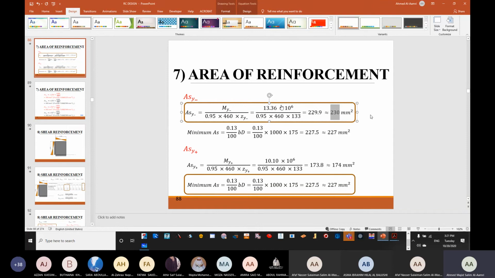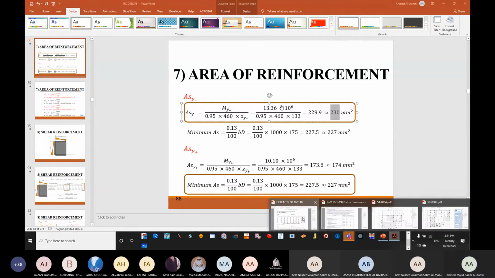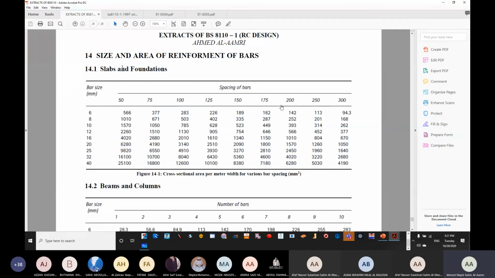If you remember, the diameter that we have used from the beginning of the question was 10 mm. So I need to go to this table, which is slabs and foundations. This is not available in the actual BS code. We are going to pick a diameter of 10, and we are going to search for a value which is more than 230. So now we can use 262 as the provided reinforcement area.